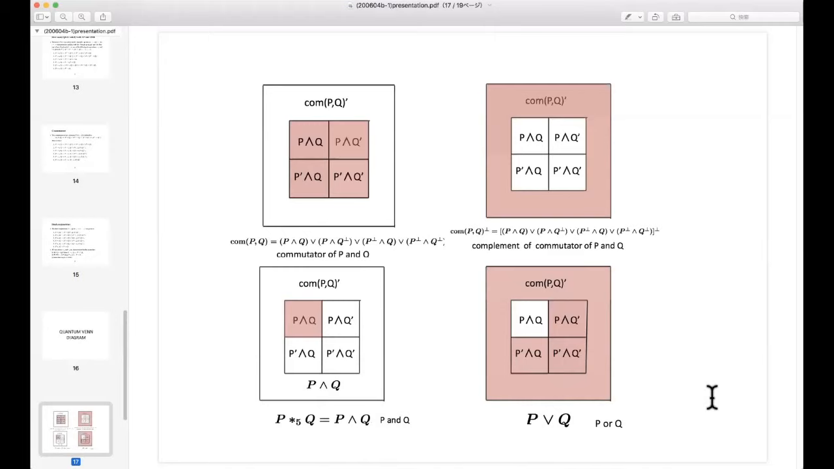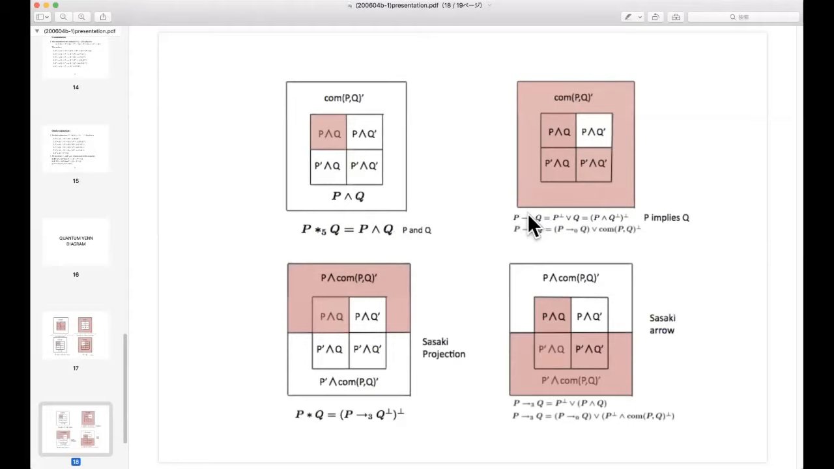Now we compare with the AND operation and classical implication. The AND operation is here, and then classical implication is also dual to the AND operation. So this has the totality of the negation of the commutator. Inside the commutator it is just the same as the classical case, but quantum implication includes the negation of the commutator. This operation is not ideal because it does not have such a property: P and Q equal to P is not equivalent to the order relation P is less than or equal to Q.